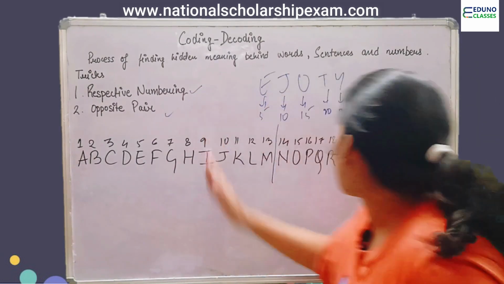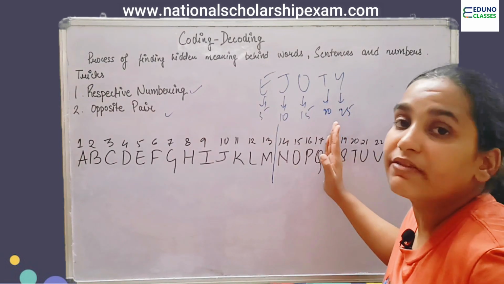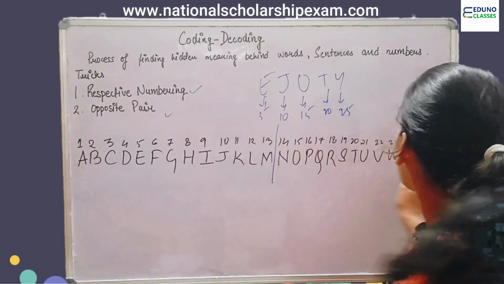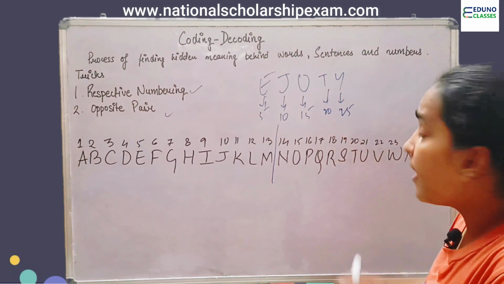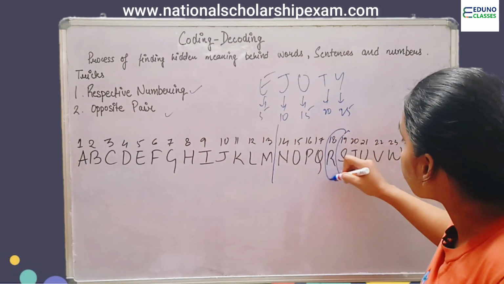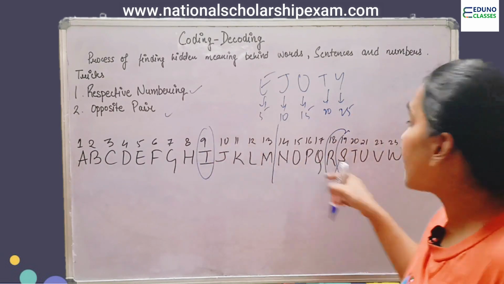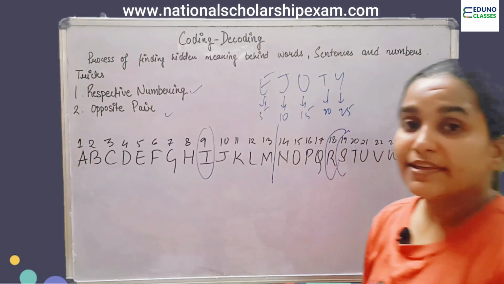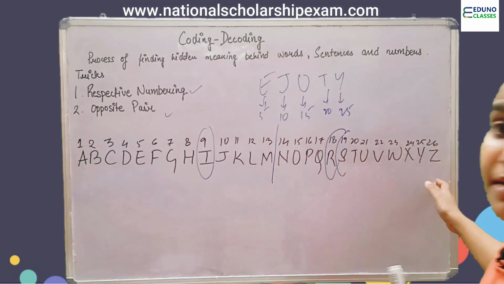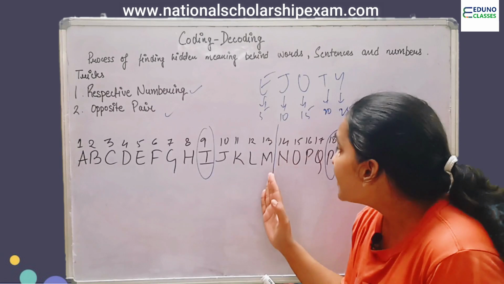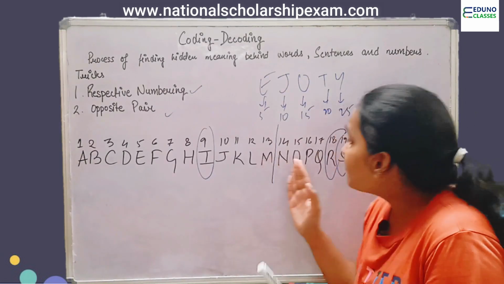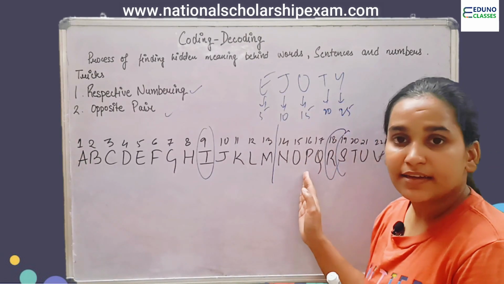The ninth number from this side and the ninth number from the other side will make a pair: 1, 2, 3, 4, 5, 6, 7, 8, 9. I and R make a pair. Either we say opposites make pairs, or we say mirror images. The mirror image of M is N, L makes O, K makes P.